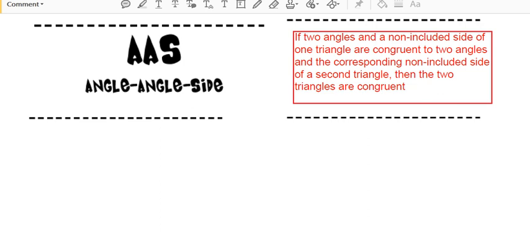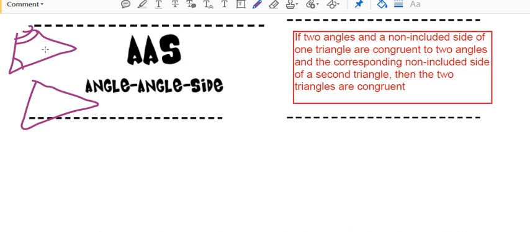All right, so what that looks like, we'll go ahead and put over here. So we're looking at angle, angle, side. So we have two triangles here, and angle, angle, side means I've got two angles, and then a non-included side, could be either this one or this one. For this one, let's go ahead and make it this one. Now, I want you to think about this one. This says the corresponding non-included side. So we're going to talk about what that means because that's very important.